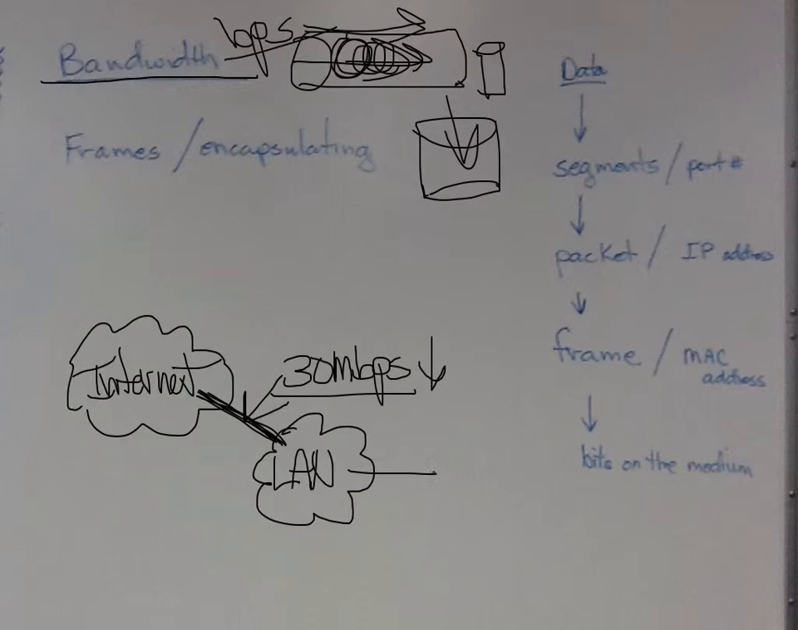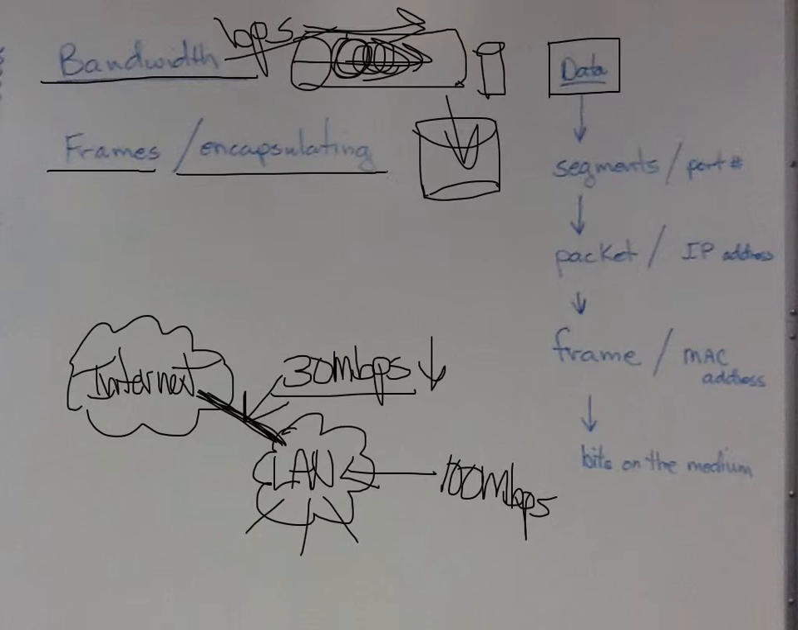In your LAN, if you're connected by wire, you probably have a minimum of 100 million bits per second, or maybe even more. Depending on your wireless, that may be slower. It depends on how you have it. All right, so a big thing here to understand, then, is the next term: frames, encapsulating.